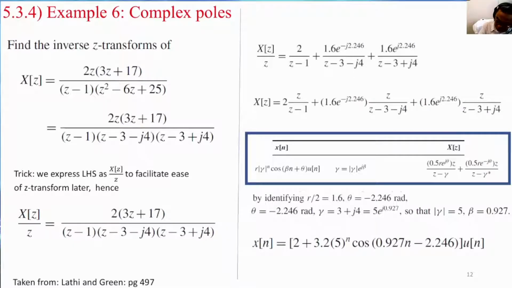This is example 6 of the inverse Z transform. In this particular example, we are dealing with an H(z) that has a complex pole. Where would you see a complex pole?